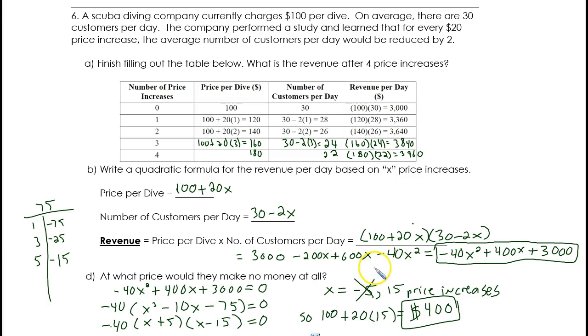Well, remember, this is a real-world problem. You can't have negative 5 price increases. That doesn't make sense here. So we're only looking at the 15 price increases. And it says, at what price would they make no money at all? Well, 15 is the number of price increases. That's the x, right? Well, after 15 price increases, they would be charging a price per dive of 100 plus 20 times 15, or $400. So if they start charging $400, they have gone kind of up in this quadratic formula and then back down, and eventually they've reached zero money. They're not making any money anymore.